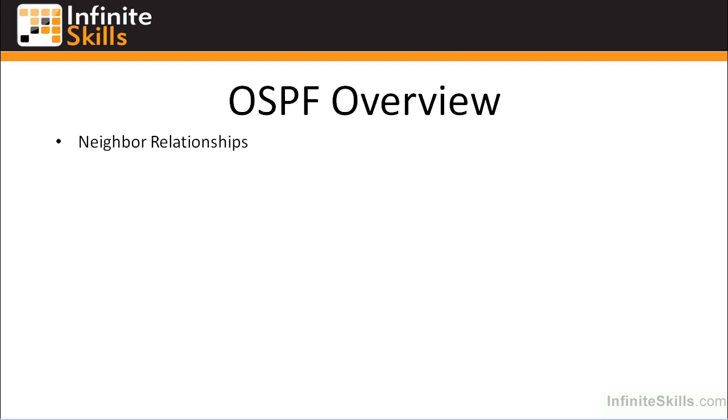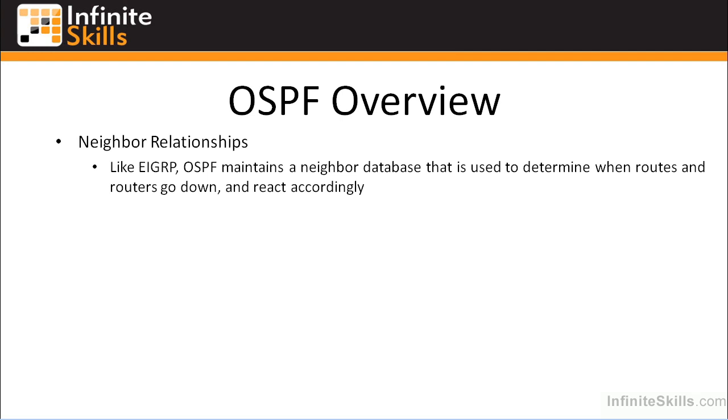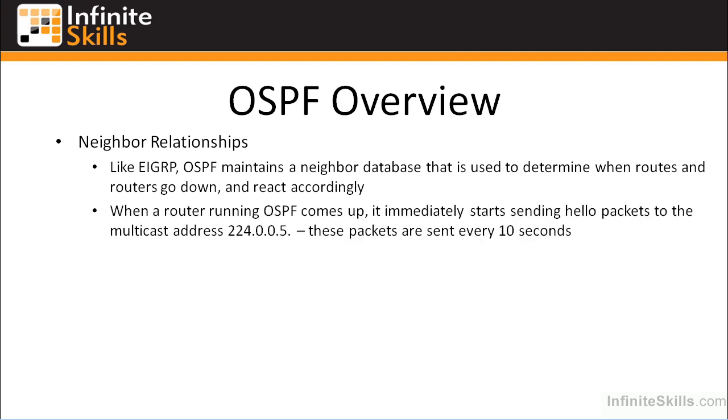So first, let's talk about neighbor relationships. Like EIGRP, OSPF maintains a neighbor database that is used to determine when routes and routers go down and react accordingly. Now, we'll get a little more in depth with how this happens in later videos. But for now, just know that OSPF can detect when its neighbors go down and can modify its local link state database accordingly.